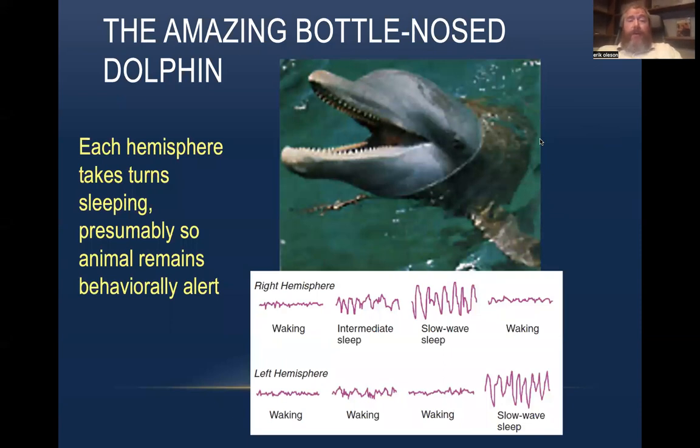The amazing bottlenose dolphin is also a consideration, and really this goes with all aquatic mammals. One question is, how do they continue to breathe when they are underwater? This is answered by the realization that the dolphin brain sleeps in turns based on the hemisphere. Each hemisphere sleeps for periods of time, allowing the animal to continue surfacing even during sleep.